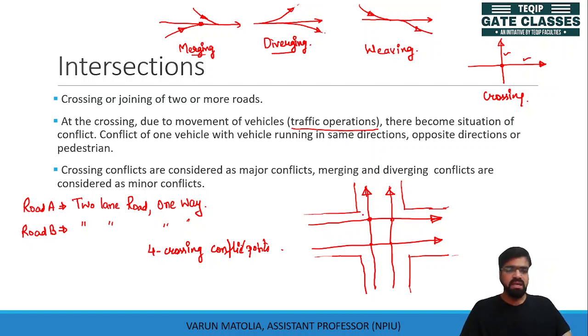Then the vehicles which are moving in this direction may intend to move with another traffic stream like this. They are diverging here and they are merging here. So this is a merging conflict point from this stream. Now there may be some vehicle from this stream which will try to move and merge with this traffic stream. So there are two merging conflict points.